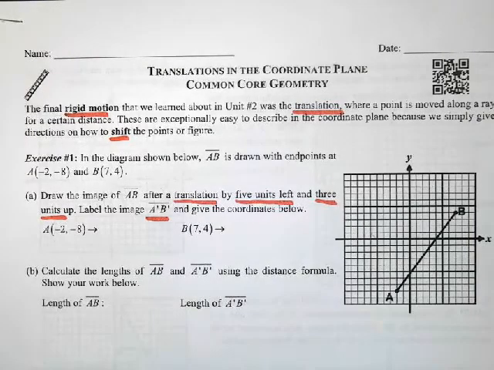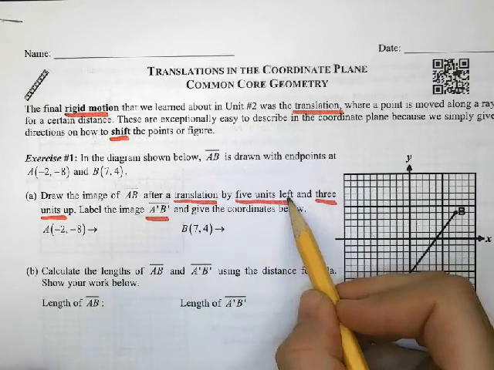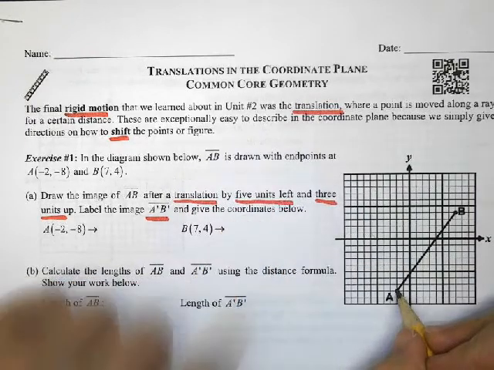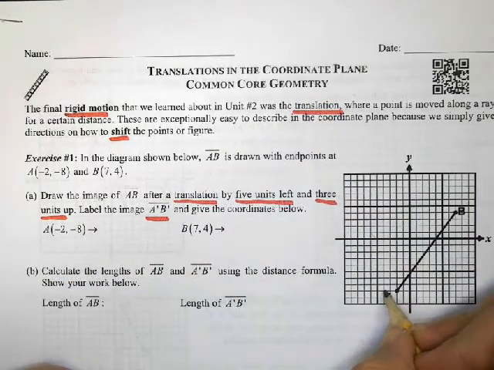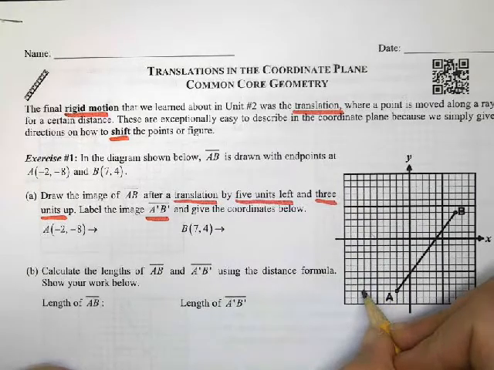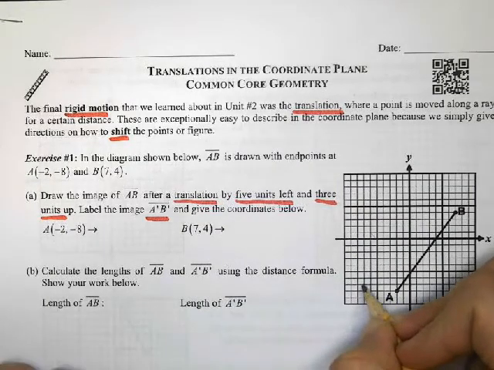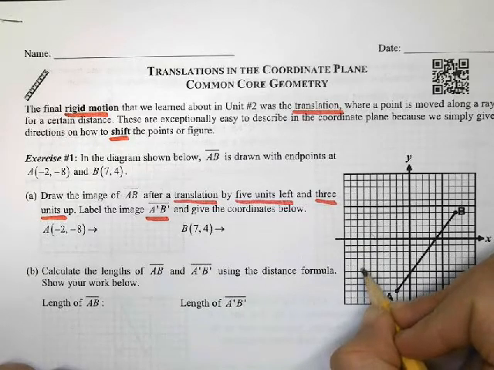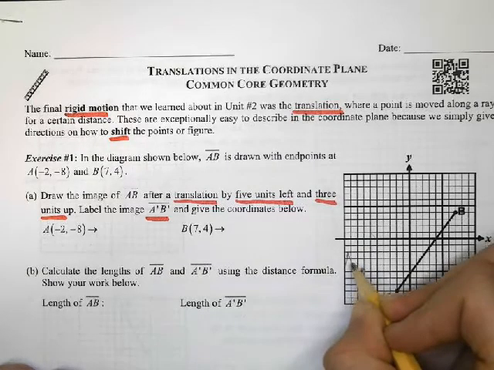Now if we think about 5 units to the left, if we actually move this 5 units to the left, 1, 2, 3, 4, 5, and then 3 units up, 1, 2, 3, we can see where the A prime is going to go.